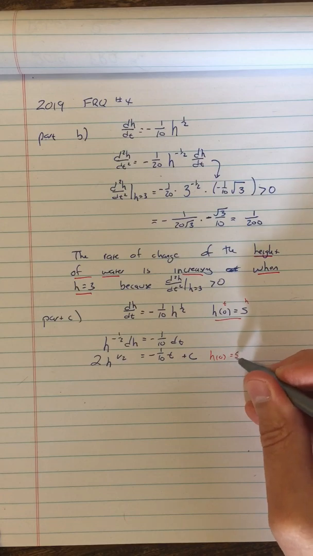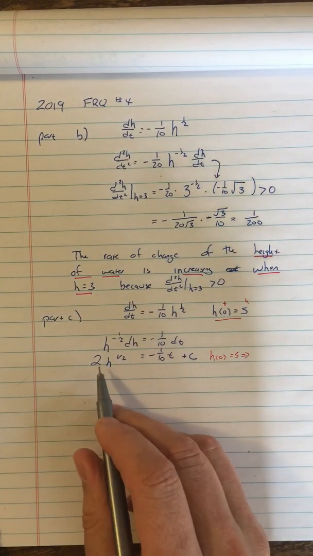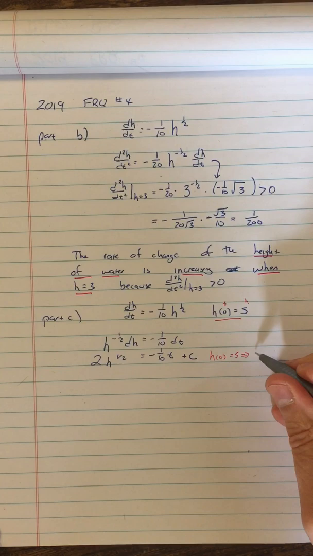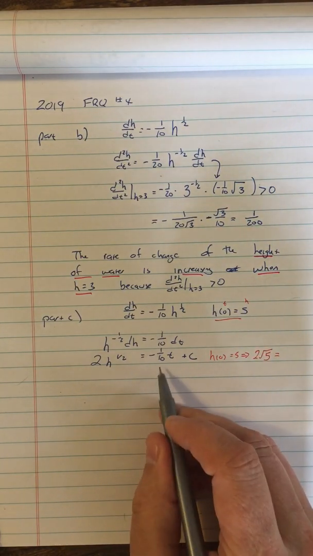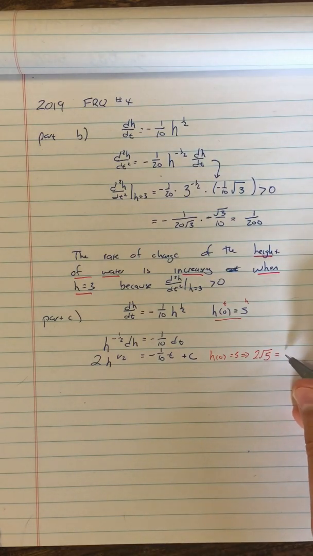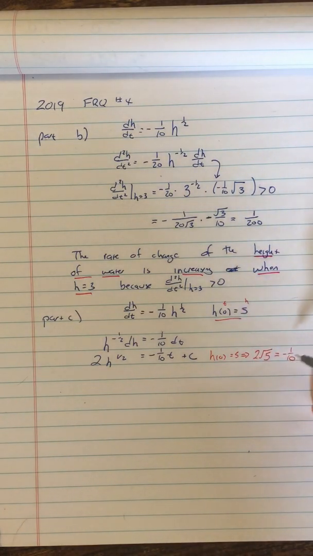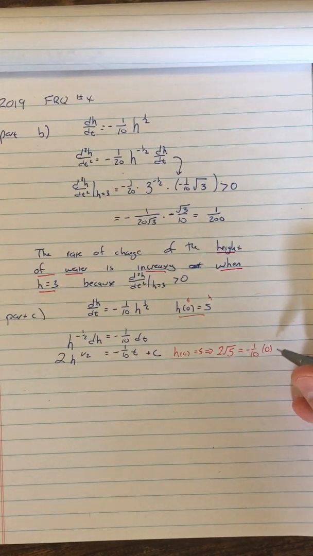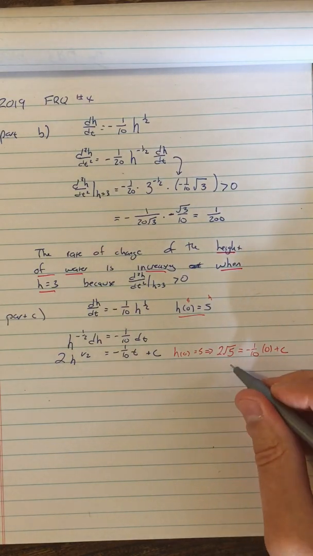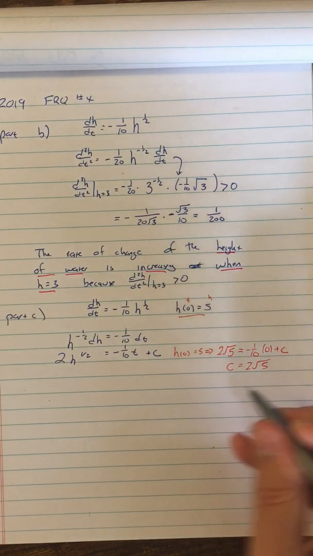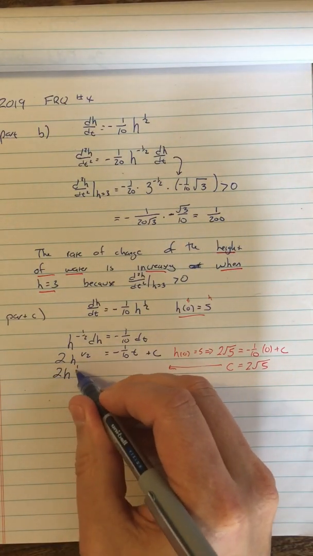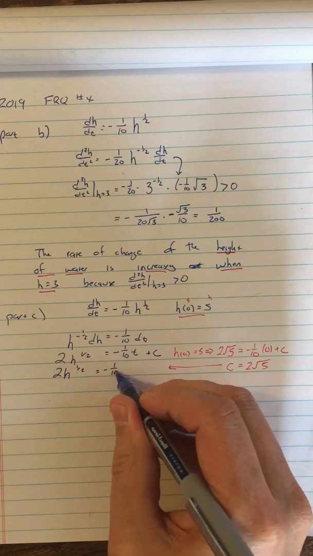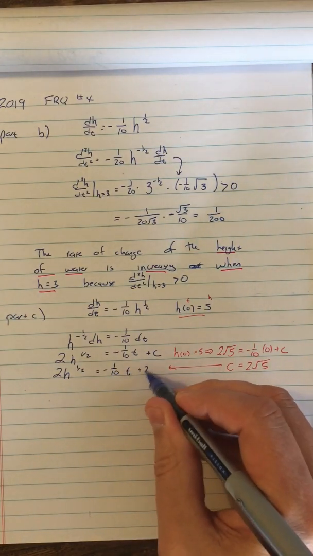Since h of 0 equals 5, that tells me that my 2h to the 1/2 power is going to be 2 square root 5, and that has to equal -1/10 times my t, which is 0, plus c. So it's pretty clear from this that c equals 2 square root 5, and then I can just put that right back in here and have 2h to the 1/2 equals -1/10 t plus 2 square root 5.